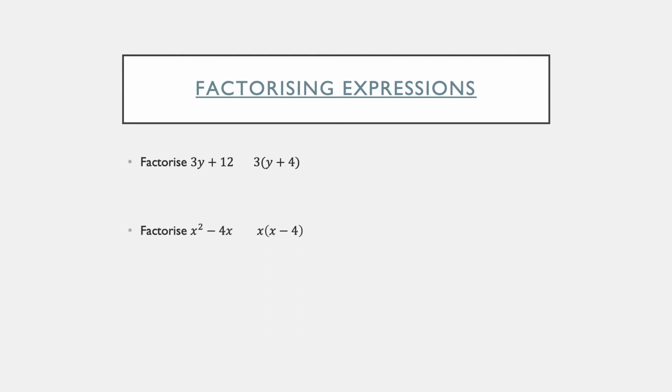Next one, x squared minus 4x. Okay, so I can take out an x as a factor. Then x times x is x squared, and x times minus 4 is minus 4x.